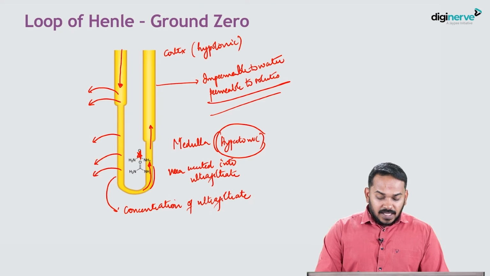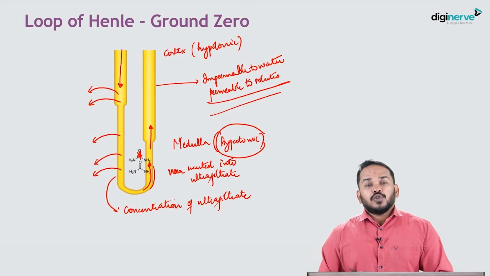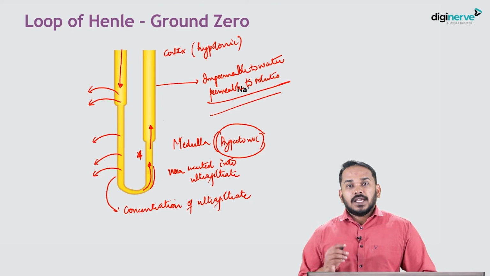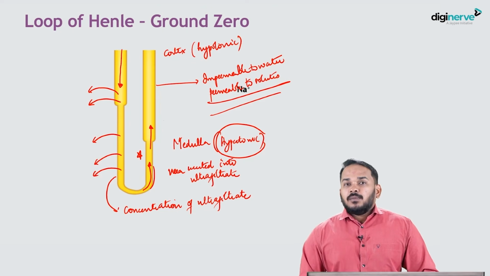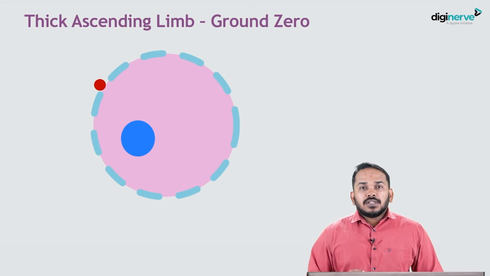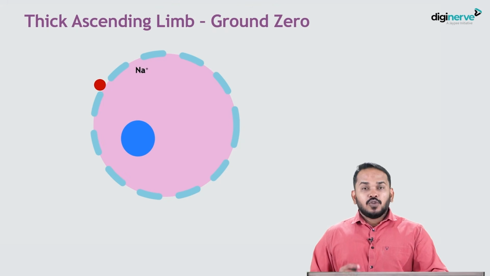And as the ultrafiltrate goes up the thick ascending limb of loop of Henle, this area is permeable to solutes, and there is reabsorption of sodium taking place. So we will see what happens in the thick ascending limb of loop of Henle. It contains transporters in the luminal surface which will transport sodium into the cell along with potassium and also chloride ions.